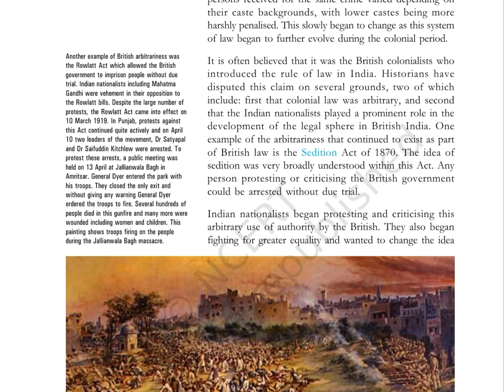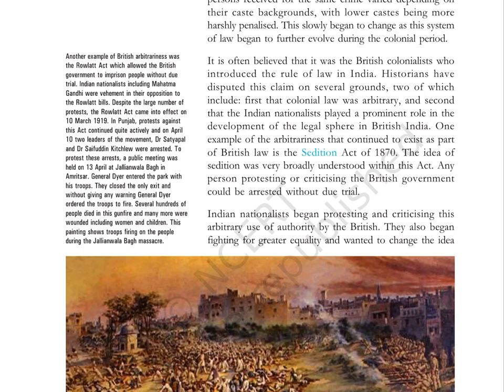Historians have disputed this claim on several grounds, two of which include, first, that colonial law was arbitrary, and second, that the Indian nationalists played a prominent role in the development of the legal sphere in British India.